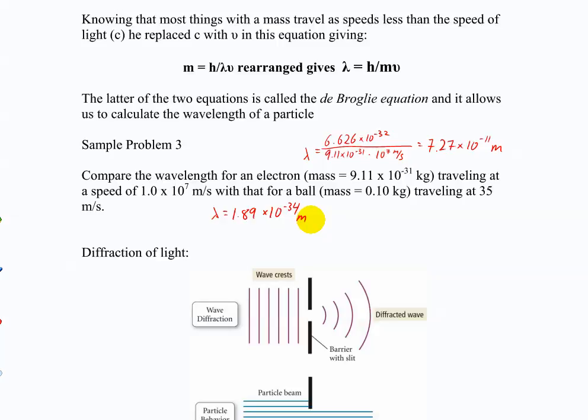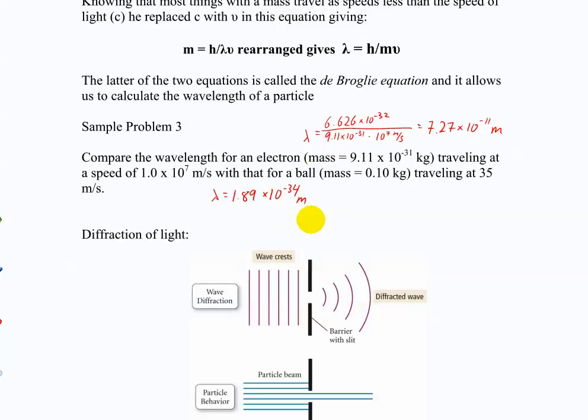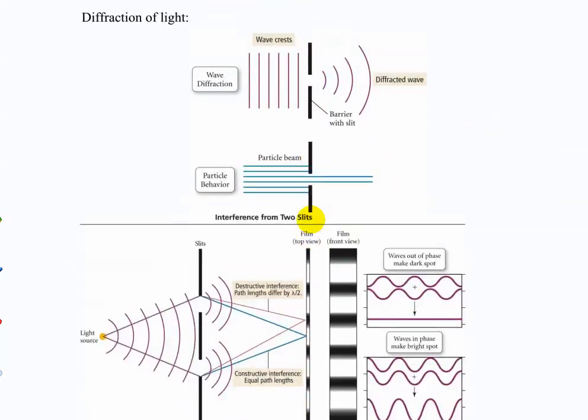What that means is the wave nature of a large particle like a ball is basically insignificant. The wavelength is so short that the wave-like behaviors of a ball traveling relatively slowly are insignificant, because they're so far away from the wavelengths of anything that we would consider light or electromagnetic radiation. But the wavelength of an electron is actually important, and I'll show you what this means right now. First, we have to talk about diffraction of light.